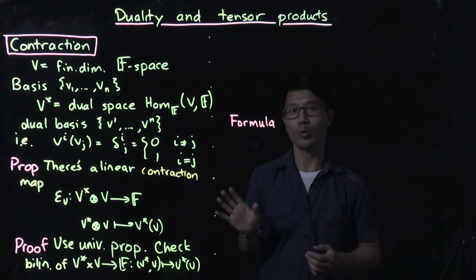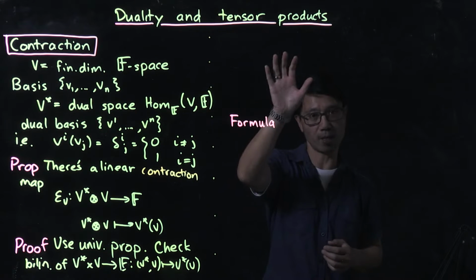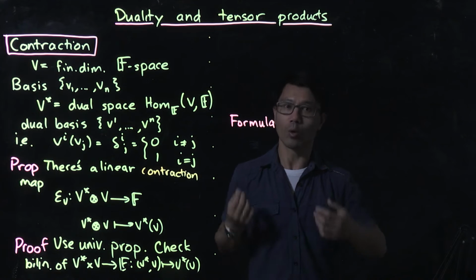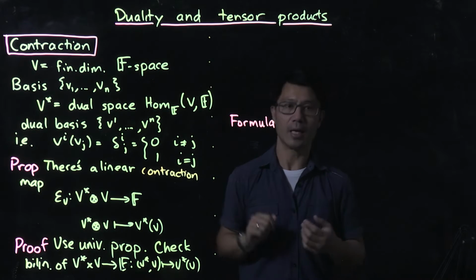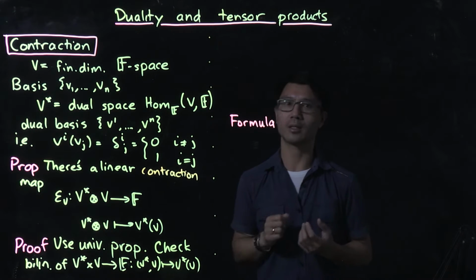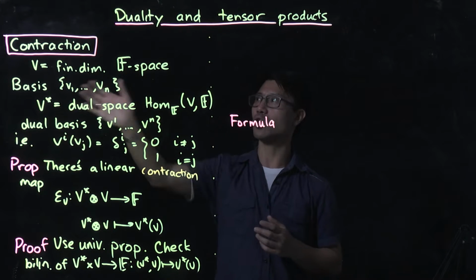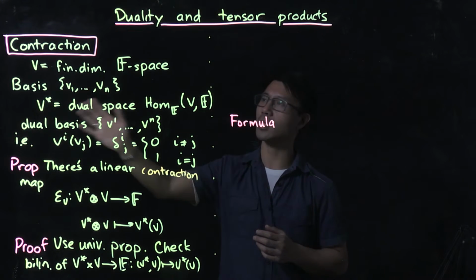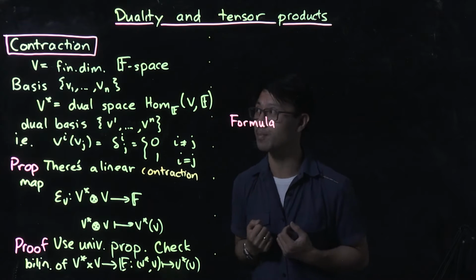In this video, I want to talk about how the notion of tensor products interacts with the notion of duality in the theory of vector spaces. Okay, so the first thing I want to talk about is this notion called contraction. Let's set up the notation that we need first.